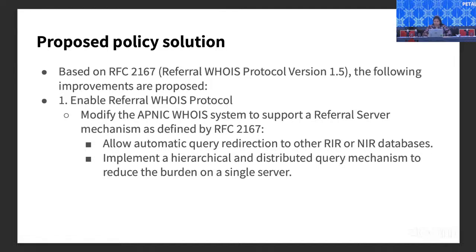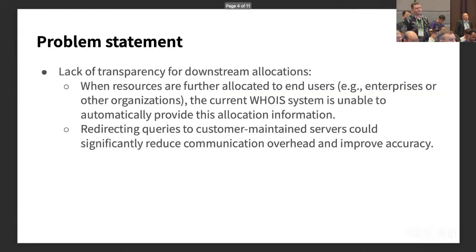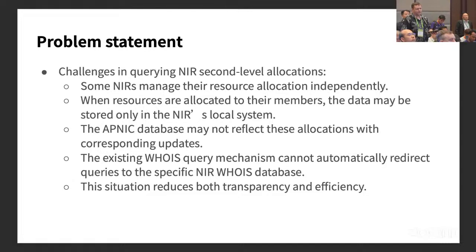Christopher Hawker, speaking in my personal capacity today. I just wanted to address number 3 in the problem statement. I note that the proposer has mentioned that implementing referral WHOIS will help to maintain the accuracy of information provided for downstream allocations to enterprises or other organisations. How will implementing a referral WHOIS keep this information accurate when it's the responsibility of the members of the RIRs, or APNIC in this case, to keep that information up to date and accurate?